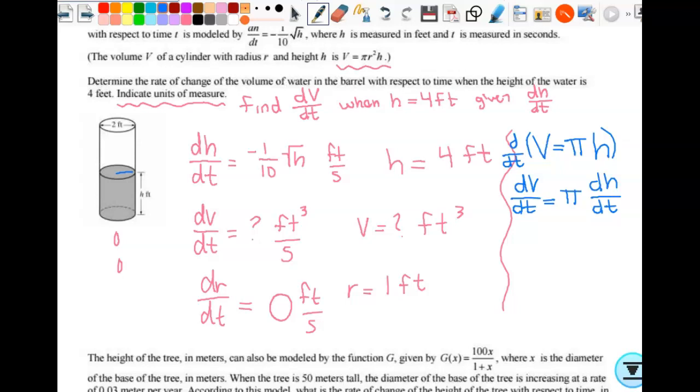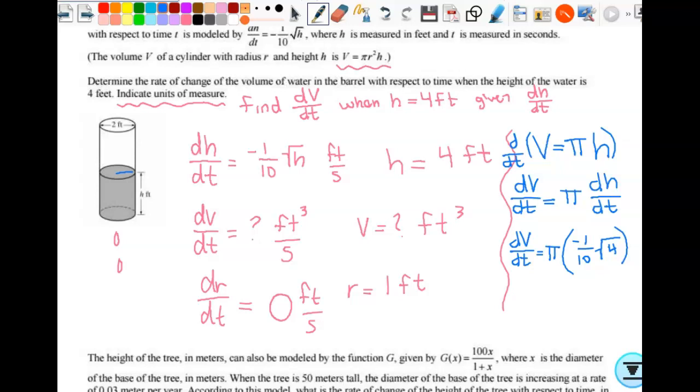Everybody okay with that? All right, so remember, our goal is to find dV dt. So dV dt requires that I know dh dt. We know dh dt? Okay, dh dt depends on h, and we're looking at the instant that h is 4. All right, so dV dt equals pi times negative 1/10 square root of h, which h is 4. Now, could I stop right there? Yes. As long as I add what? The units.